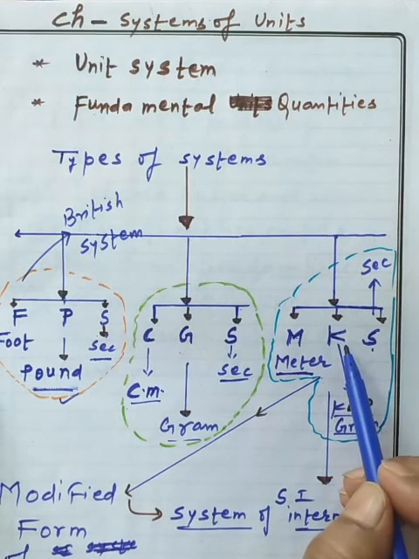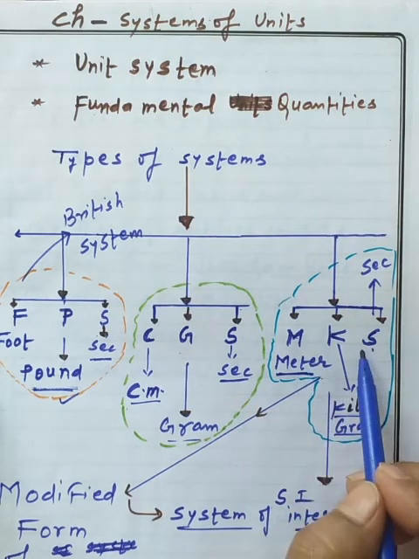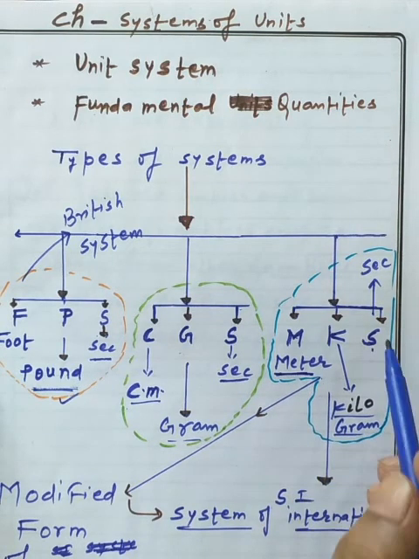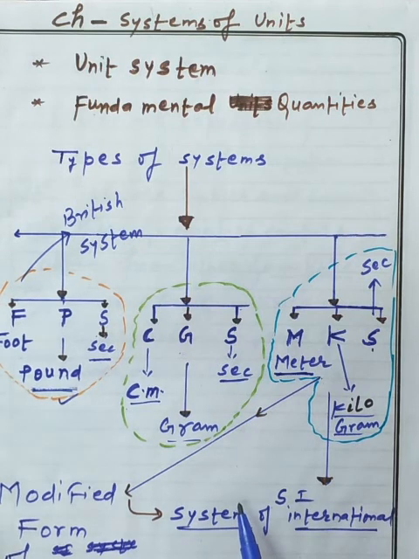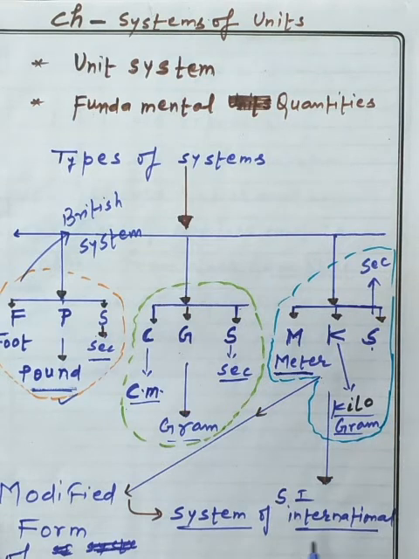Now the third system is the bigger system, and it is named the MKS system. M stands for meter, K for kilogram, and S for second. In 1960, there was a conference on weights and measures in France, and a new system was generated, called the International System. Easily, we can say it is the modified form of the SI system.